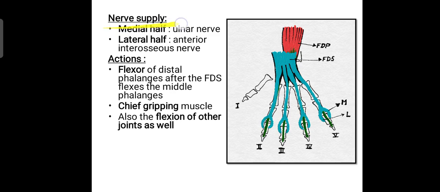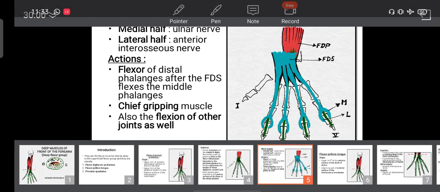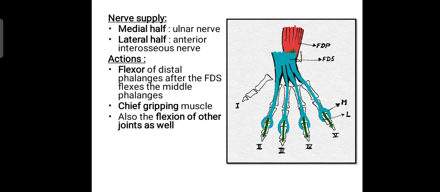Then we have to see the nerve supply. So this particular muscle is having a medial half that will be coming over here, and there is a lateral half. So which nerve will be supplying the medial half? Since it is in close relation to the ulnar nerve, the medial side will be supplied by the ulnar nerve and the lateral half will be supplied by the anterior interosseous nerve.